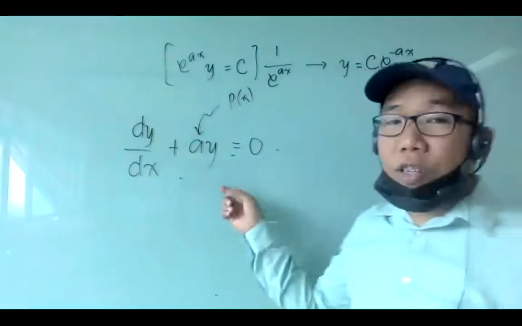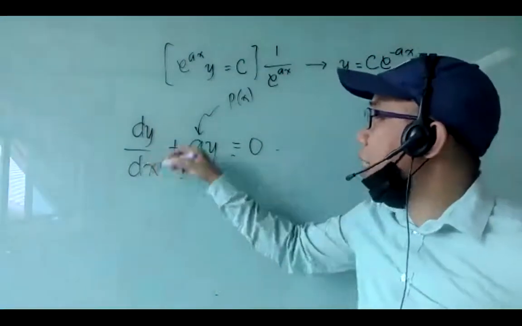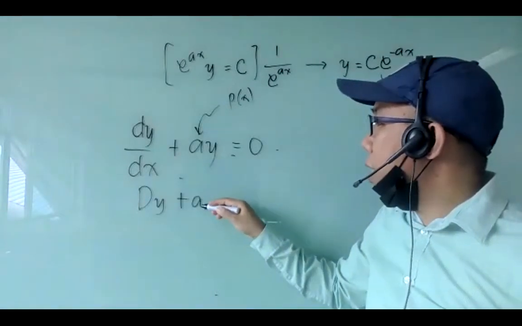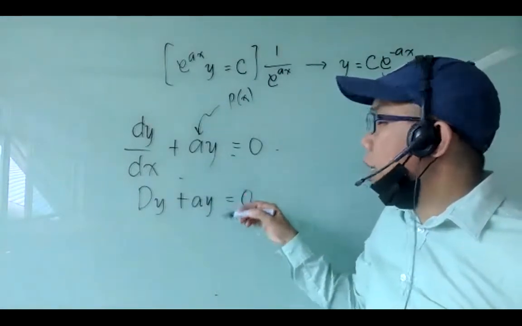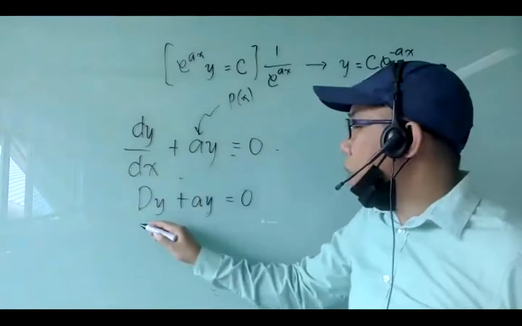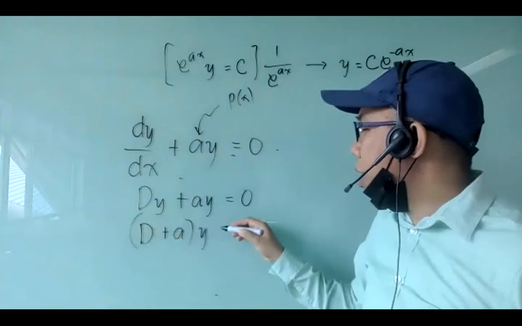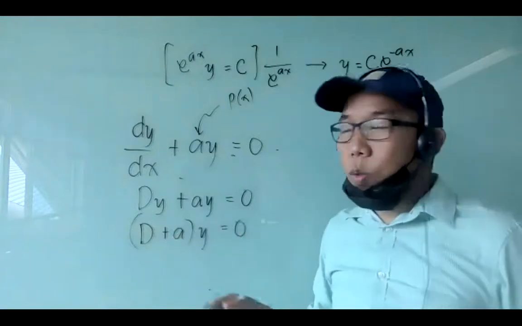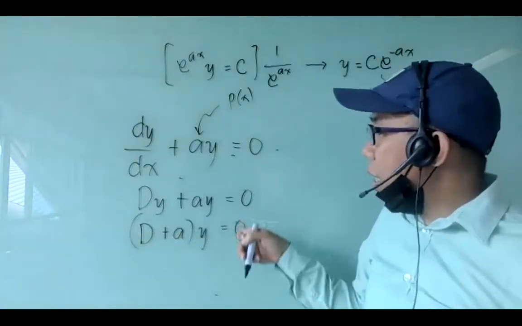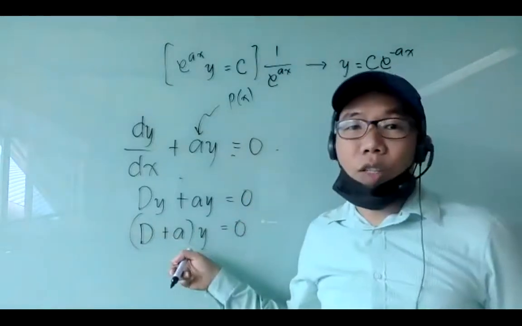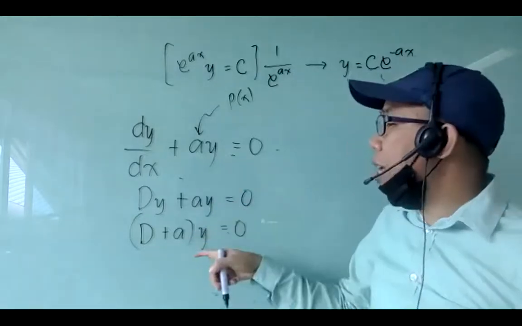Okay, now in terms of a differential operator, we're going to represent this first derivative by Dy plus ay equal to 0. Now factoring out y, magiging (D plus a)y equal to 0. So ito represents, linear equation pa rin siya in terms of differential operator notation.